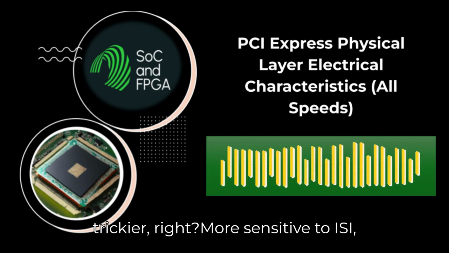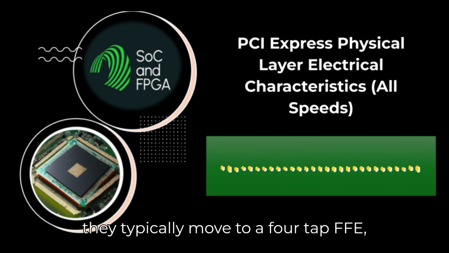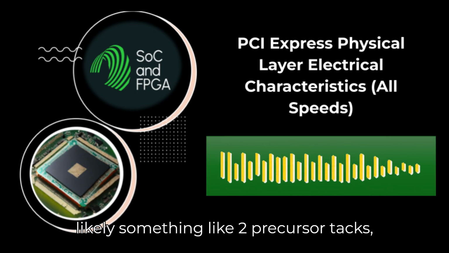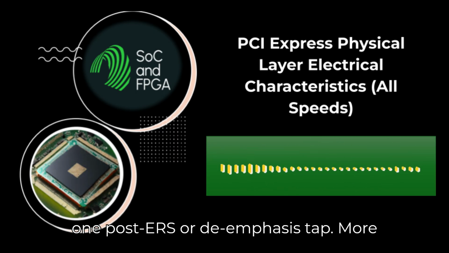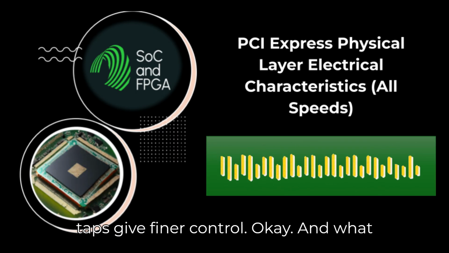Right, more sensitive to ISI. They typically move to a 4-tap FFE, likely something like 2 precursor taps, often called pre-shoot, the cursor, and 1 post-cursor de-emphasis tap. More taps give finer control.